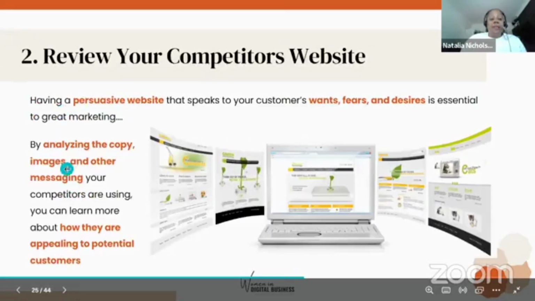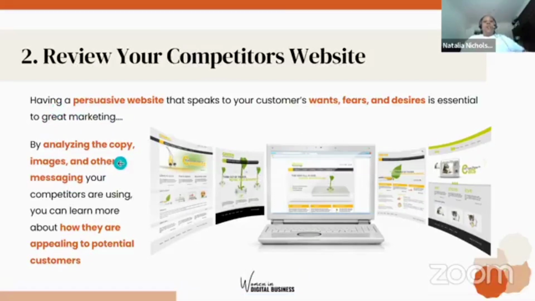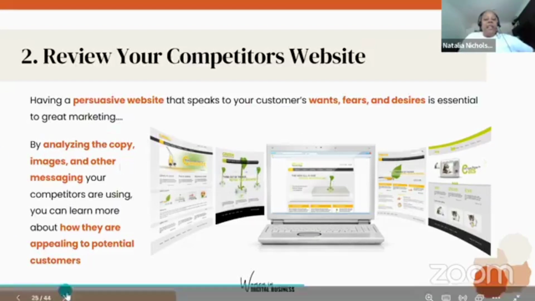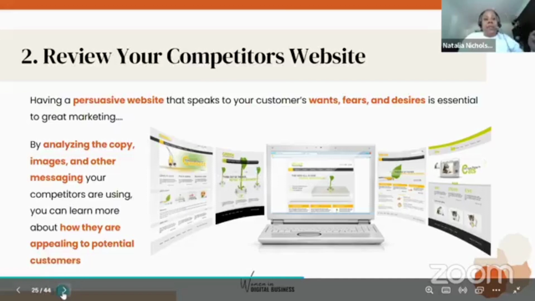Okay, review your competitor's website. Having a persuasive website that speaks to your customers, and can identify with their wants, fears, desires, is essential. Analyzing the copy, images, and other messaging is key for you to be able to connect with your audience and really sell using your website, landing pages, social media posts. Your copy has to connect with your audience. So look and see, what are your competitors doing? Learn from the headlines they're using, learn from the way they write copy, look to see how they present themselves, how are they appealing to the potential customers, which are also your customers.